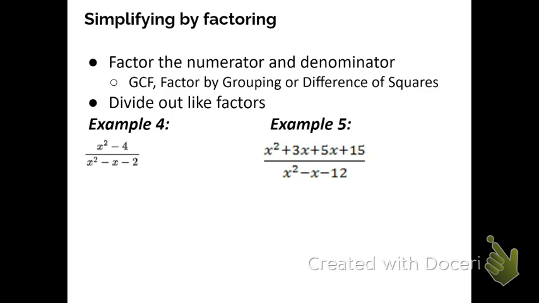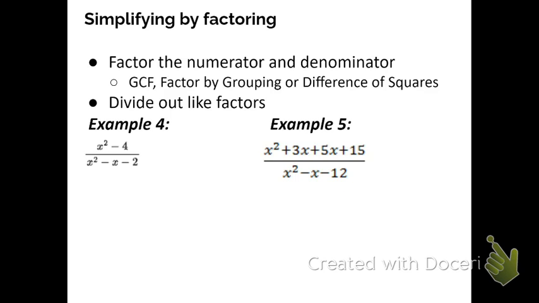First, we look to see if we have a GCF. And we're basically going to be doing this twice. We're going to look at the numerator and the denominator as like two mini problems. So look for a GCF in both. Then look to see if we can do difference of squares or factoring by grouping, depending on whether it is a binomial or a trinomial. And then after that, once the numerator and the denominator are both factored, look to see if there are any common factors that divide out to 1.